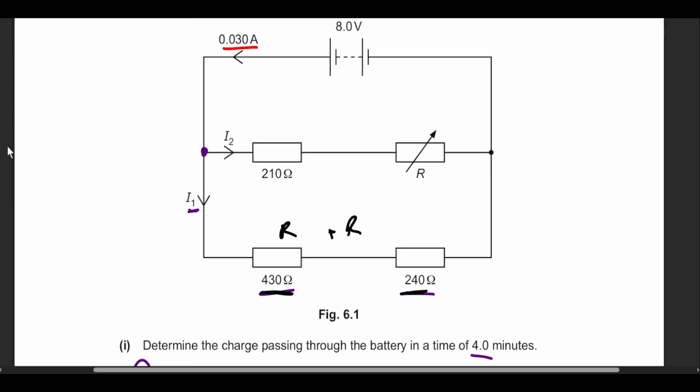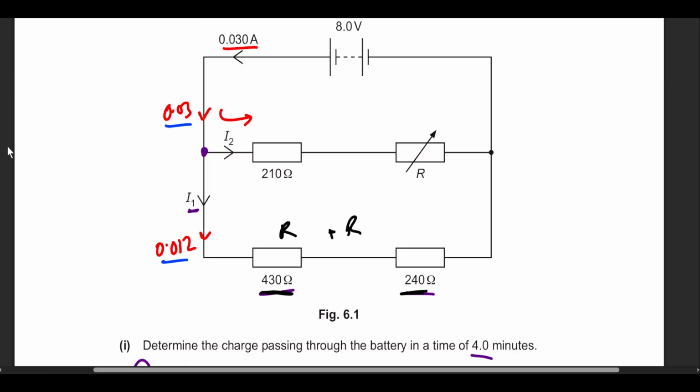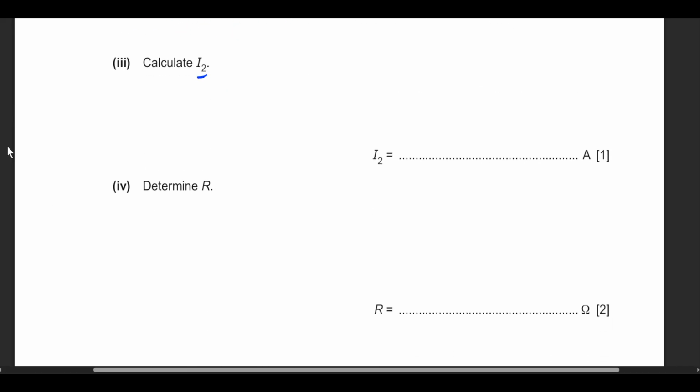Now, before moving on again, let's decide on something. We have 0.03 coming in at this point. This is still 0.03. Something goes this way and something goes in this branch. This something is 0.012, which we've calculated. If I subtract this 0.012 from 0.03, I can get the current in the other branch. But let's see if the examiner is asking about that. That's exactly what he did. So I2 is equal to the current entering the junction, 0.03, minus the current leaving the junction, 0.012. So I2 becomes equal to 0.018 amps.